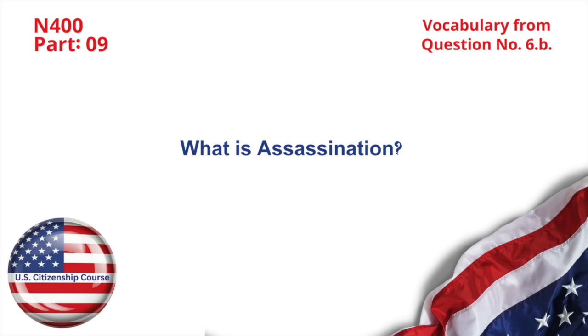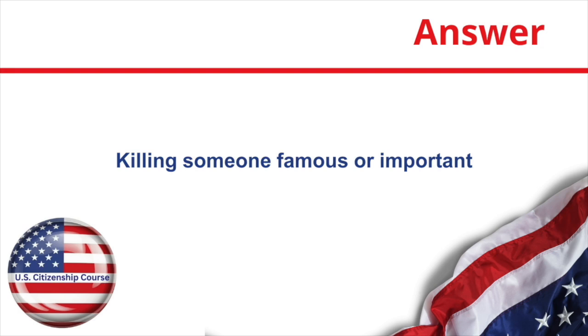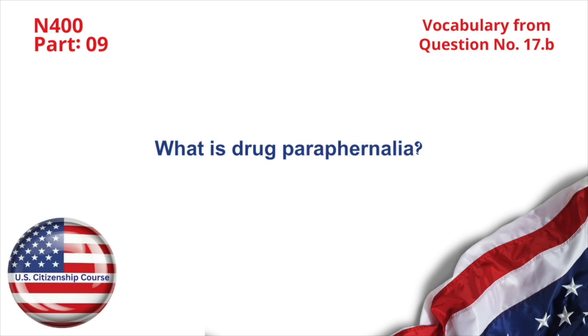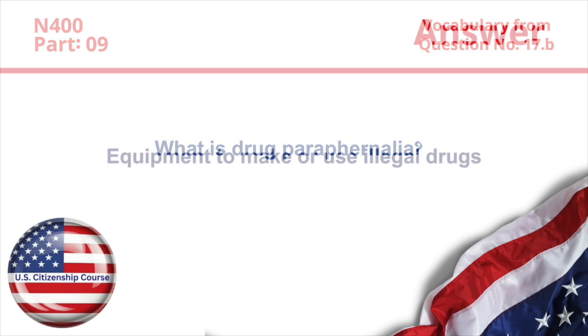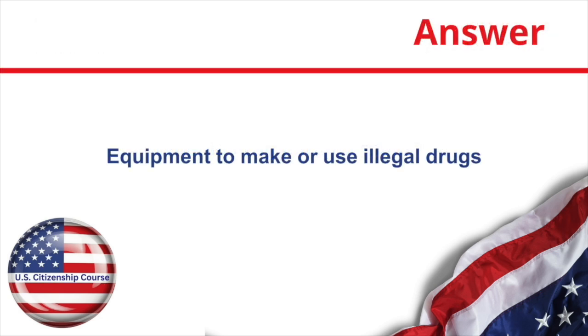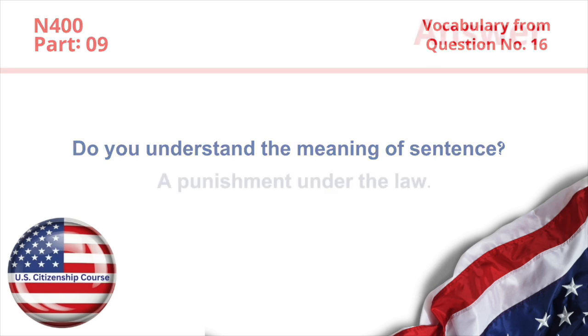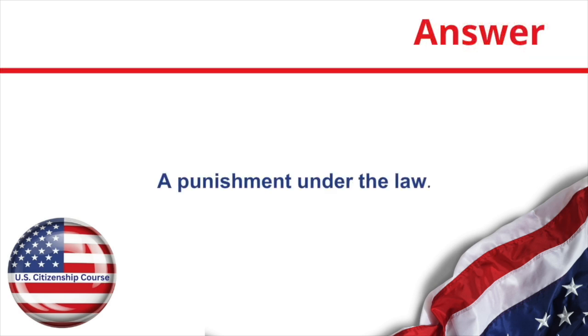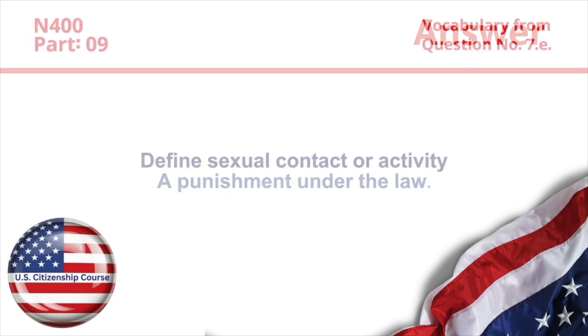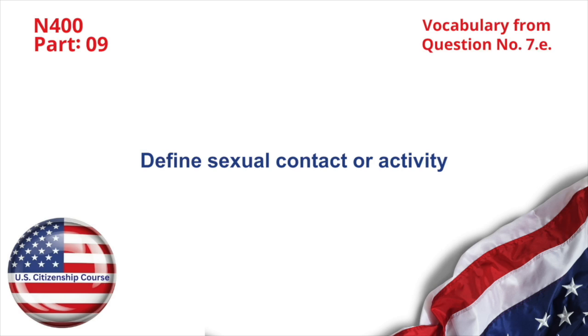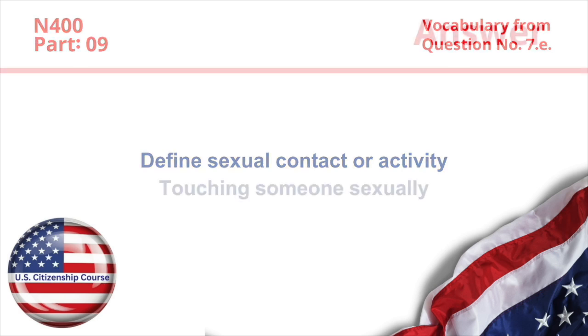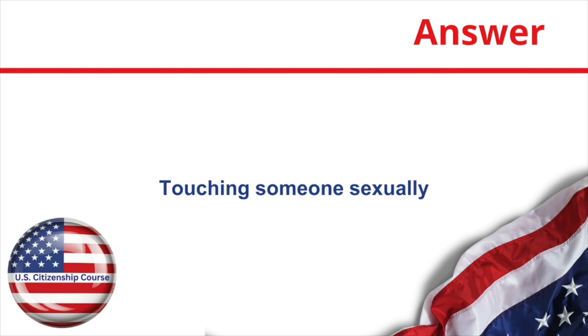What is assassination? Killing someone famous or important. What is drug paraphernalia? Equipment to make or use illegal drugs. Do you understand the meaning of sentence? A punishment under the law. Define sexual contact or activity. Touching someone sexually.